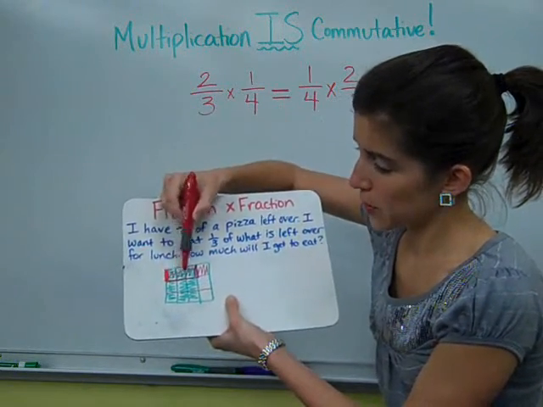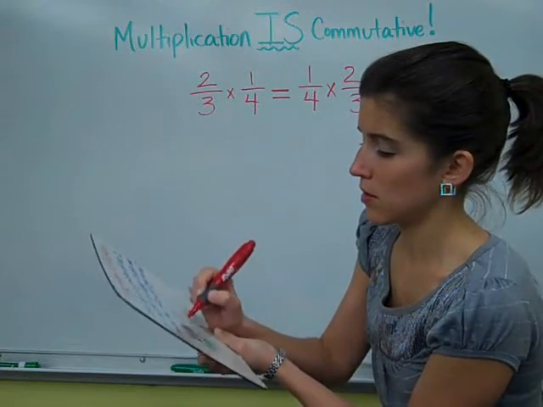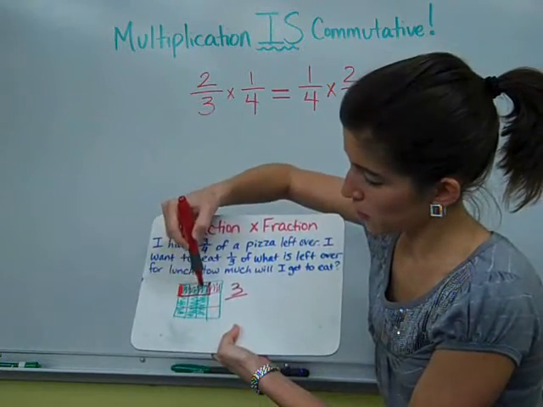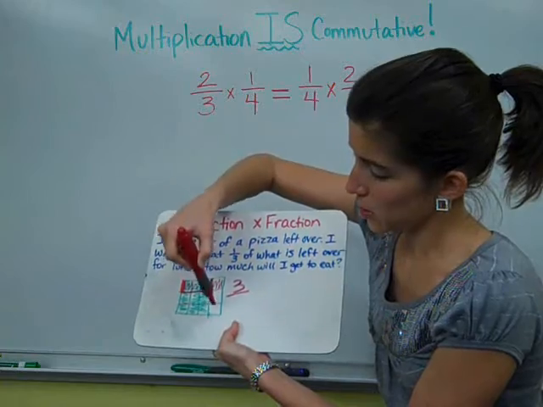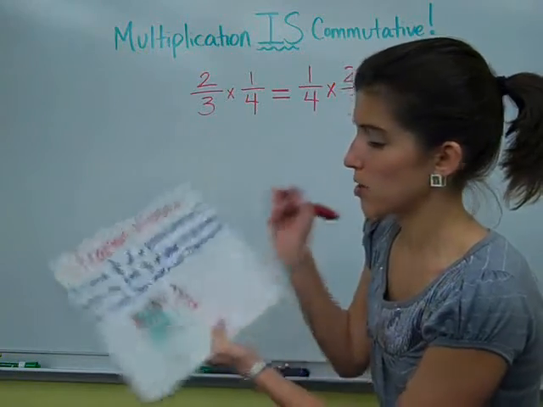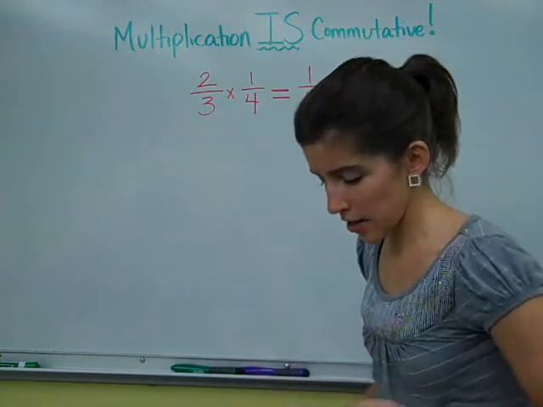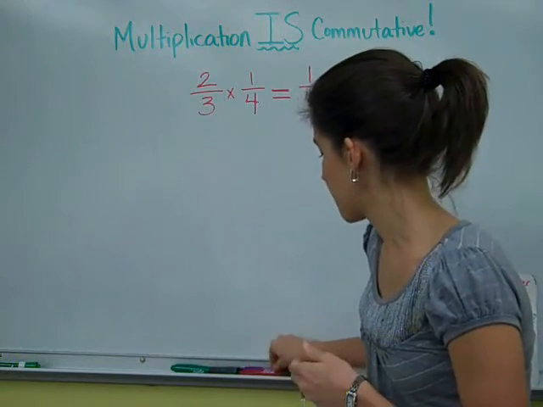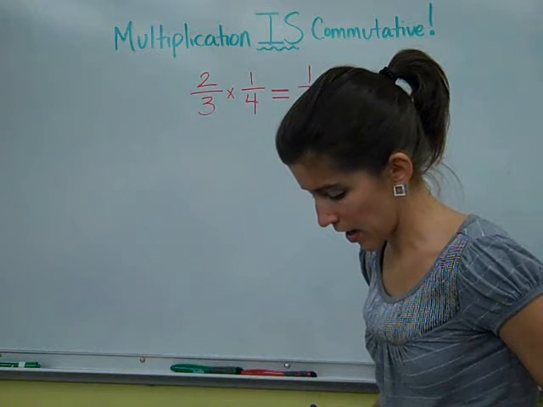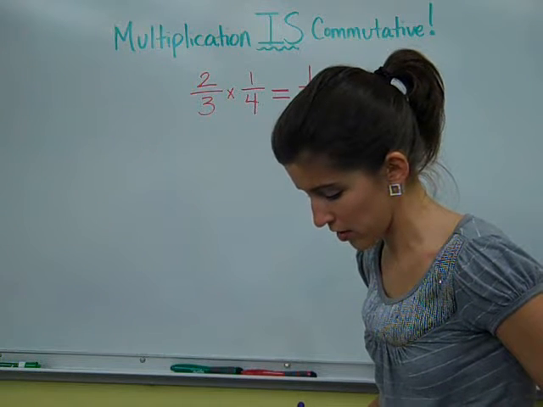which would be a total of 3 pieces out of 1, 2, 3, 4, 4, 8, 12. So my answer would be 3/12. If I wanted to write this as an equation and actually just solve it without a picture, we learned the trick that we can just multiply across.